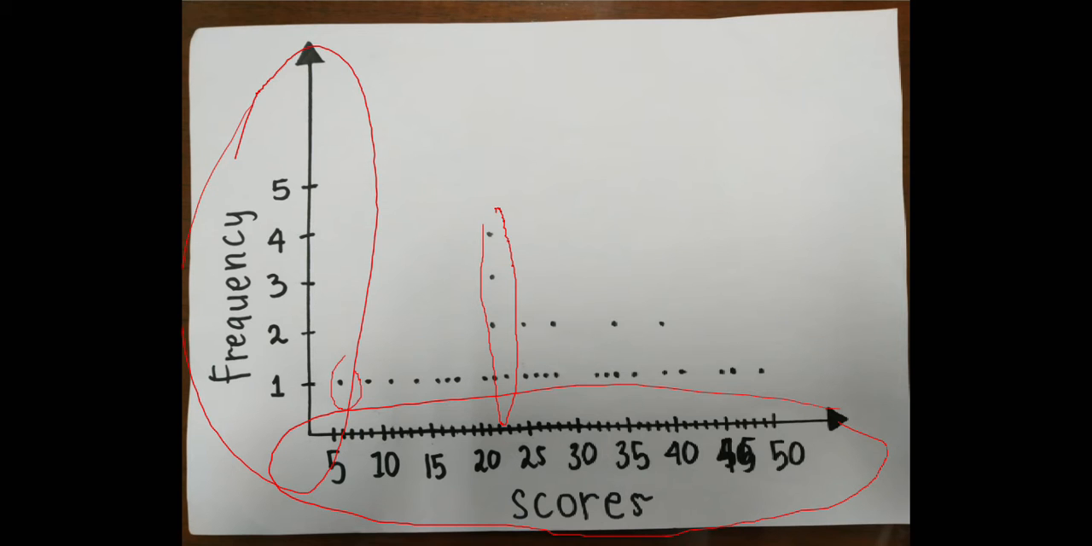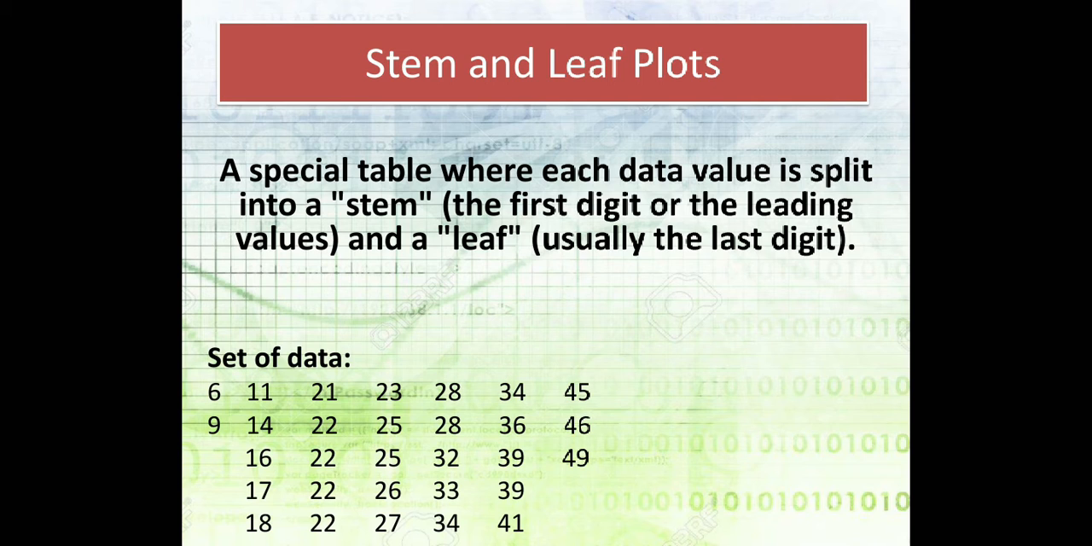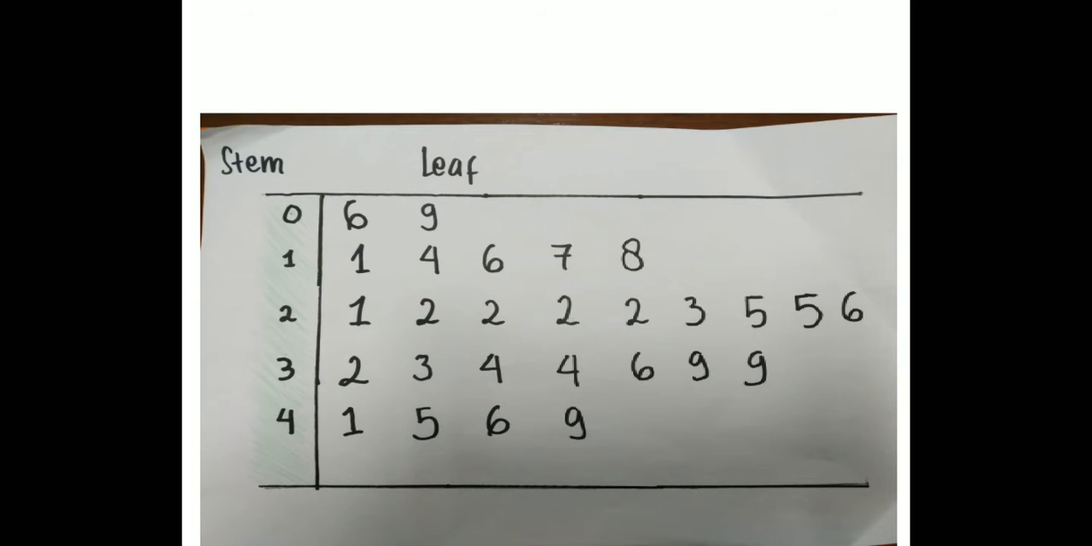And the next is stem and leaf plots. Stem and leaf plots is a special table where each data value is split into a stem and a leaf. According to the data, we can make stem and leaf plots. This is the example of stem and leaf plots. A stem is the leading values and the other values become the leaf. Stem is for the first digit and leaf is for the last digit.